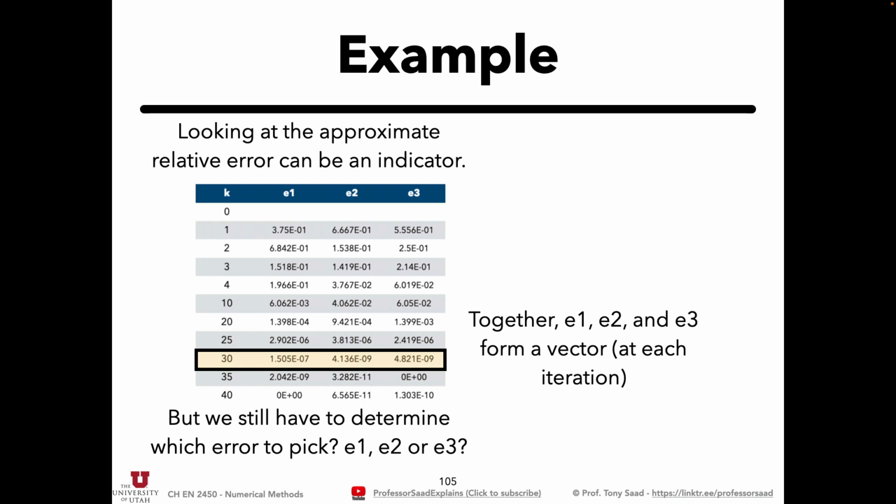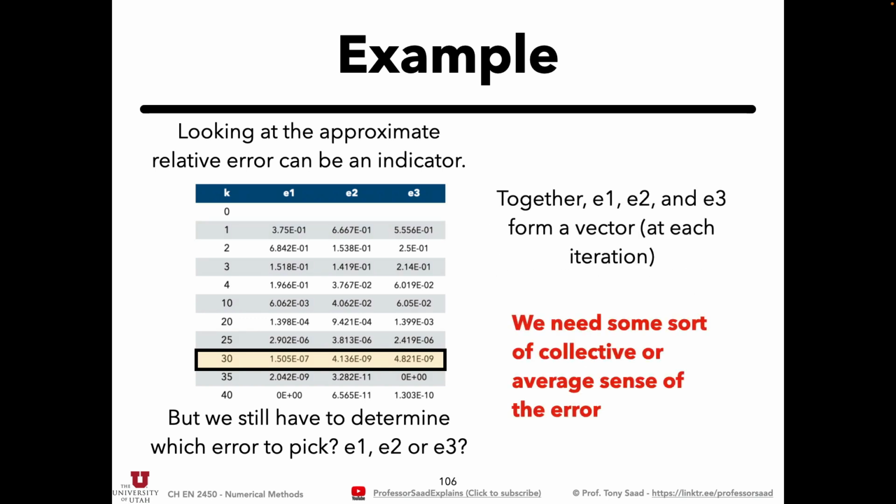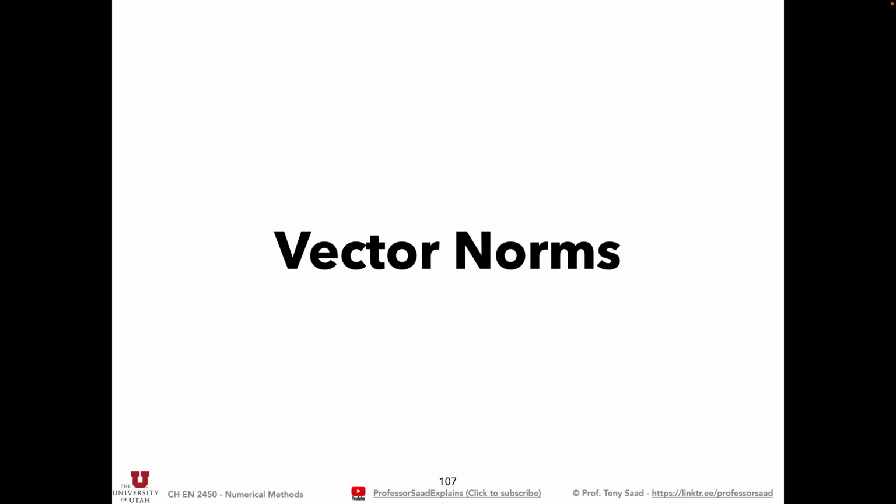So I have 3 errors here. I could pick the worst one, which means I'm picking the maximum one. Or I could say, what if I take a Pythagorean norm or some average of them, right? But if you think of them as a vector, that gives you a few more tools, which brings us back to vector norms, which we discussed for exam 0. We're going to come back to them because they're very, very useful in determining convergence.